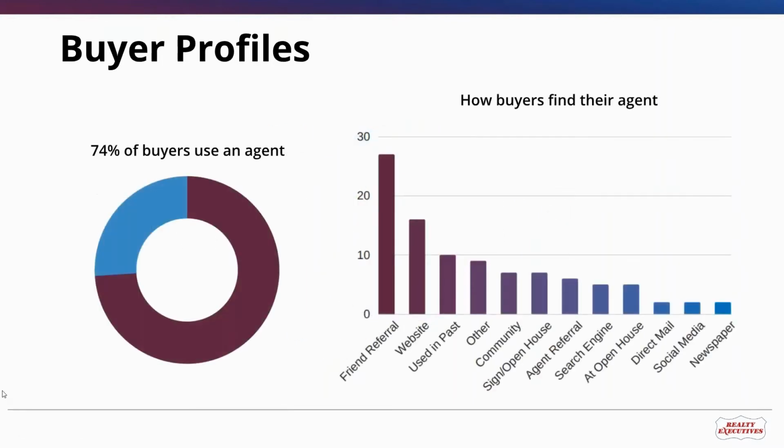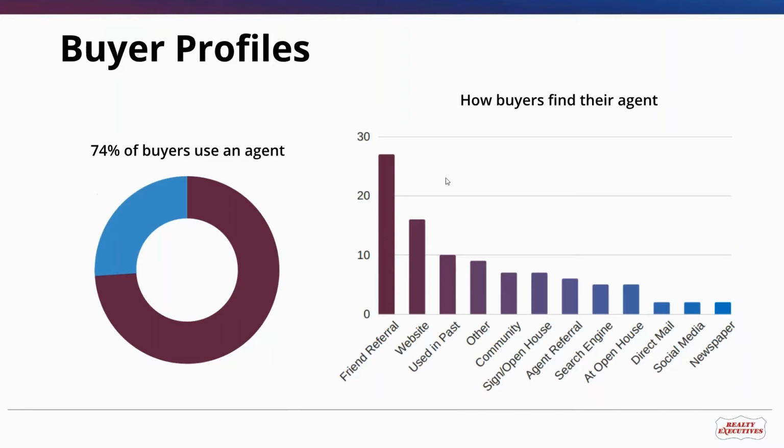74% of buyers use an agent. So when people are buying or selling a home, they're looking for agents. And this is how buyers found their agent. So referrals are always going to be really important, and that's where your reviews are going to come in a little bit. And then the website is the second most used spot. So it's important that you have some kind of web presence.